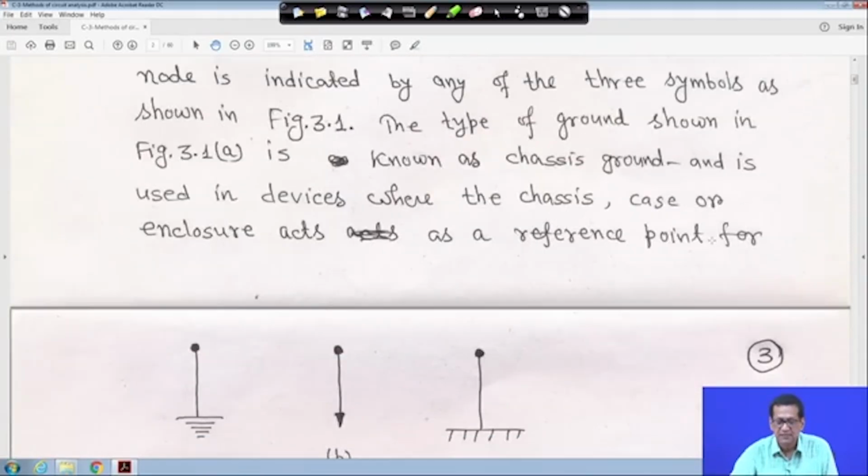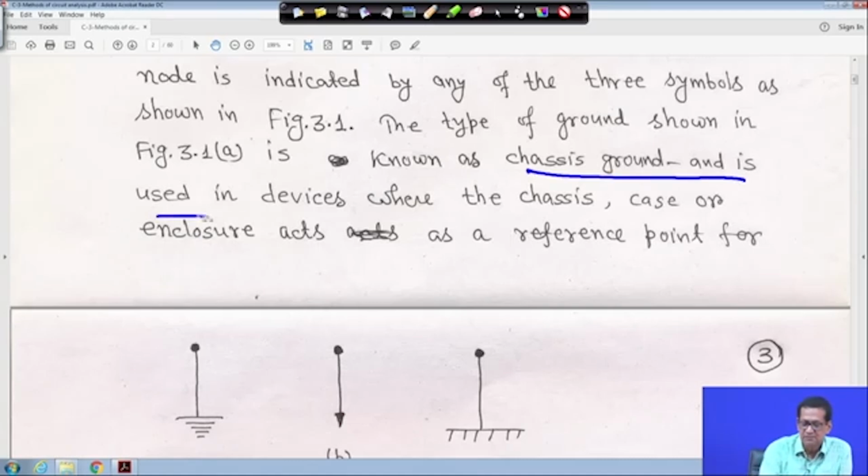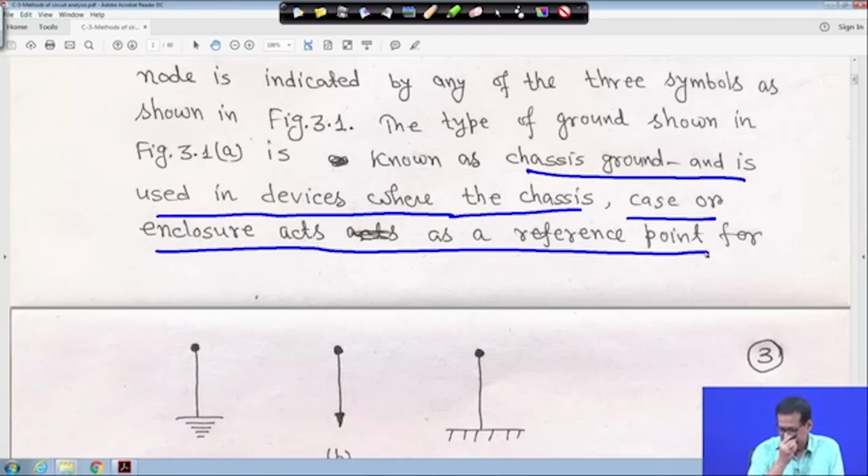The type of ground shown in figure 3.1a is known as chassis ground and is used in devices where the chassis, case or enclosure acts as a reference point. So this is one symbol for the reference node.